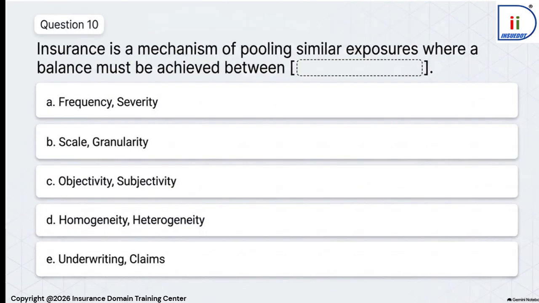Next question, question number 10. Fill in the blanks. Insurance is a mechanism of pooling similar exposures where a balance must be achieved between dash. Read all the options.